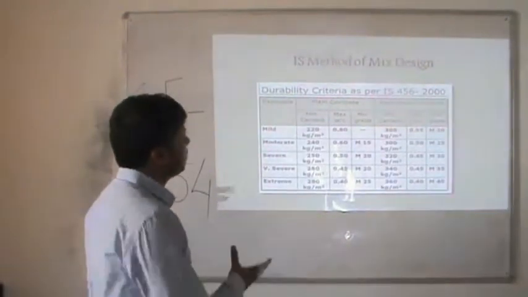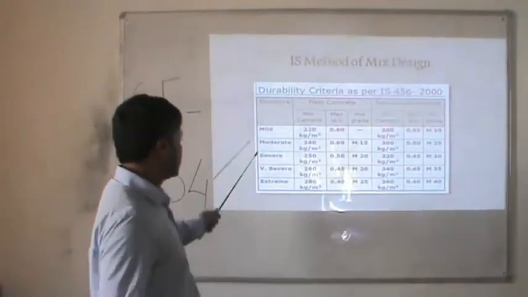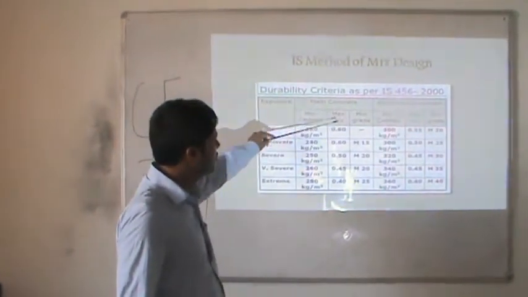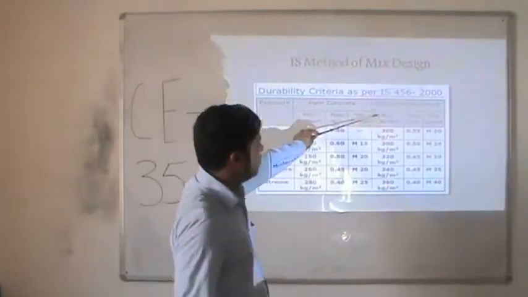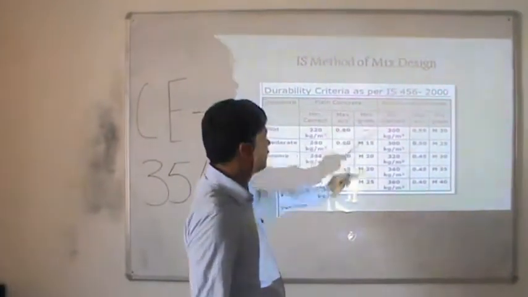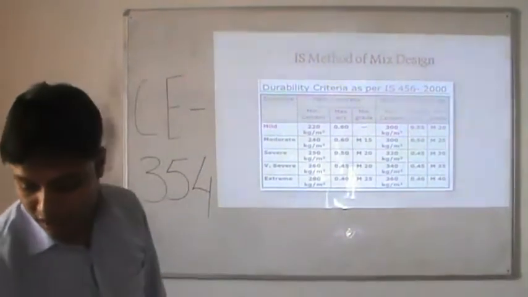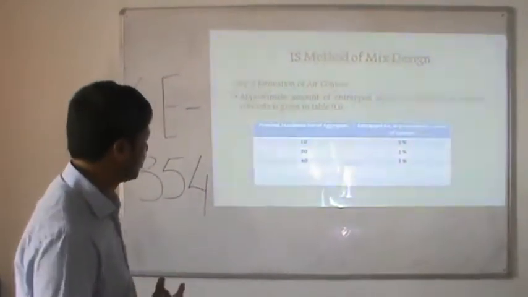So the durability criteria of IS code should be taken care of. For mild exposure, the minimum cement content should be 220 kg per meter cube and maximum water cement ratio can be 0.6 for plain cement concrete and for reinforced concrete. So this is how we select the minimum values. We have a set of rules which should be followed while designing the concrete mix.